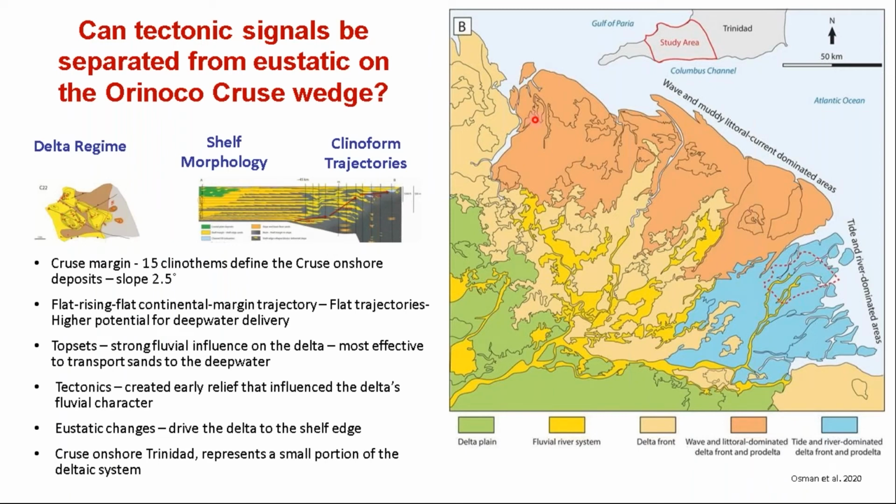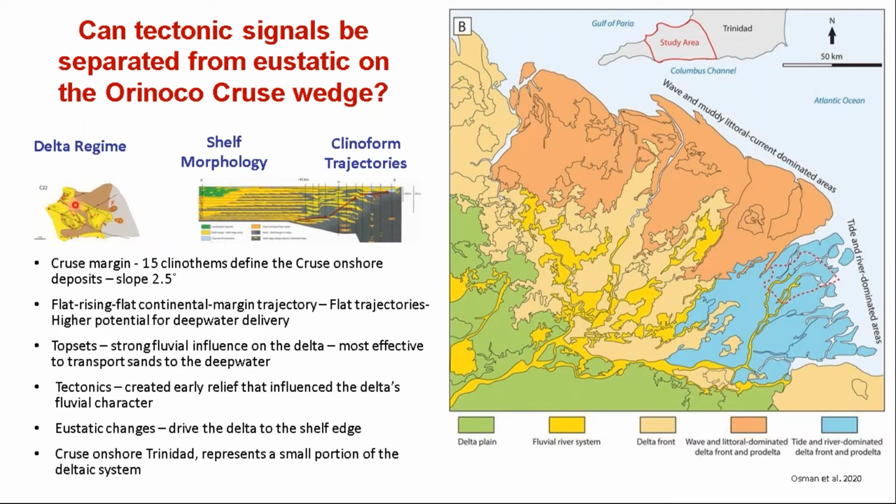So finally, I just wanted to close that if tectonic signals can be separated from eustatic signals on the Orinoco Cruse wedge, I think it can be. I think that we see, as I mentioned just now, significant evidence of where our thrust sheets align, and sand distribution appears to be impacted by it.